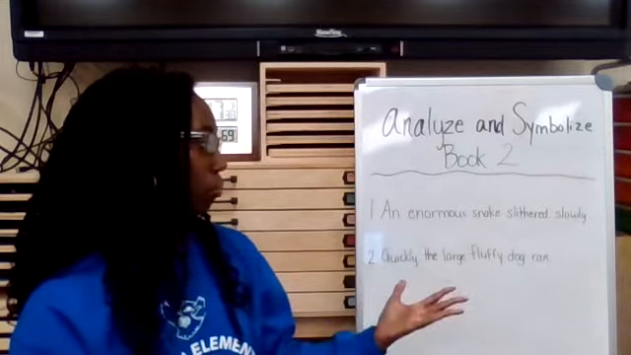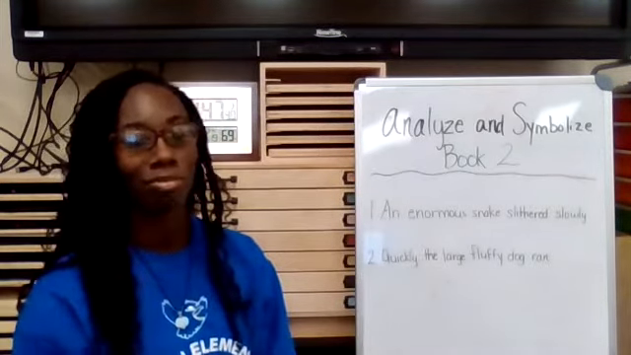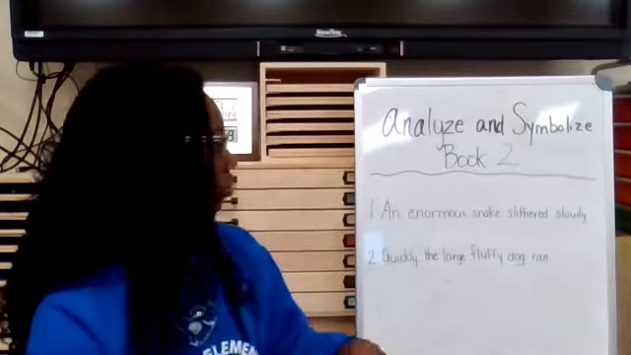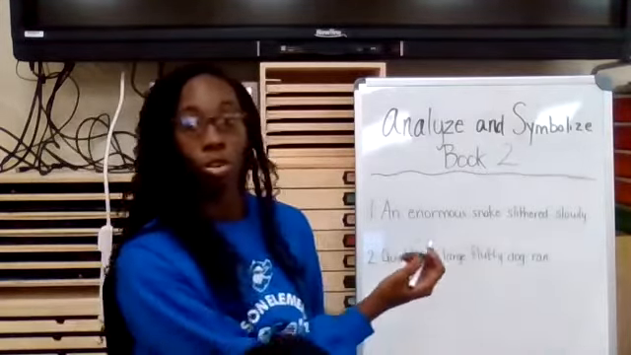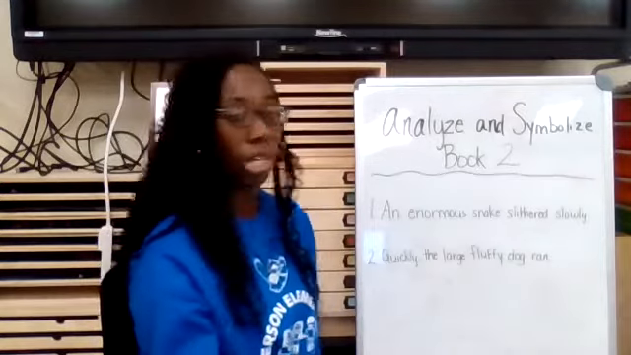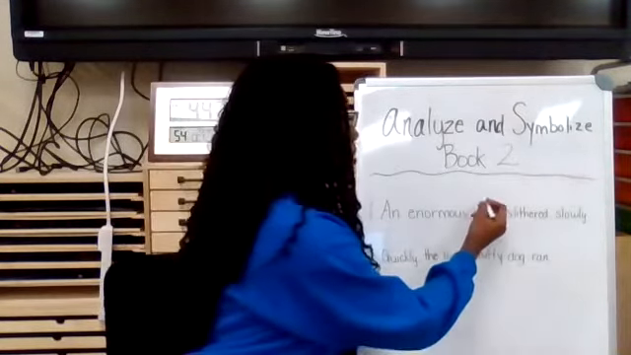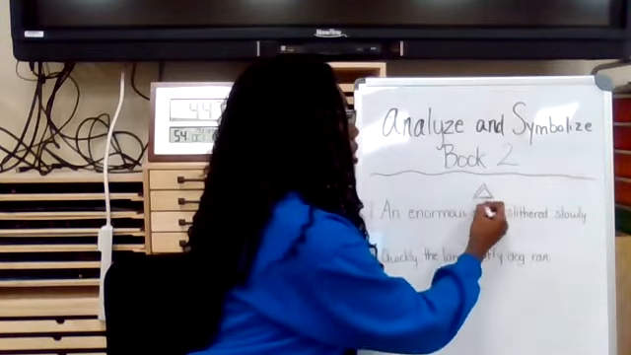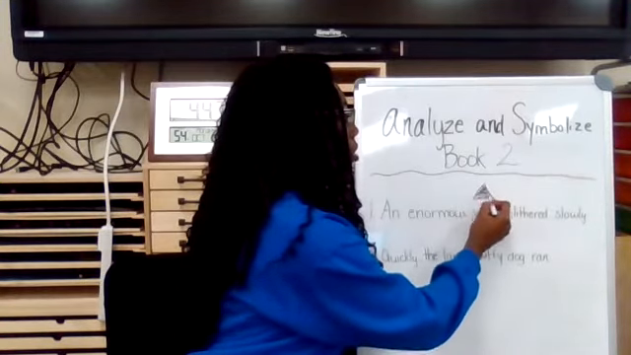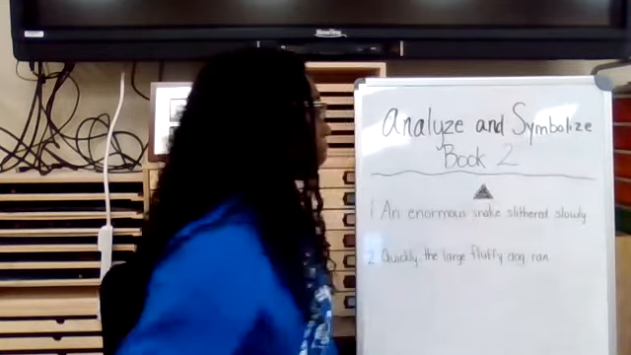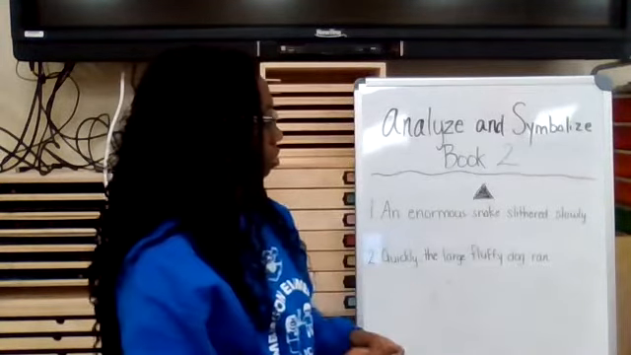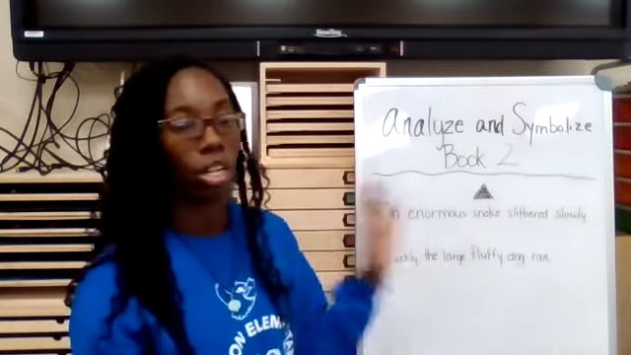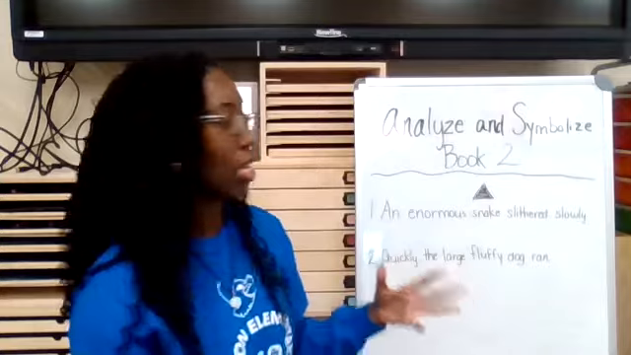Let's say, for example, I'm just going to go ahead and do the noun first. Who are we talking about? What are we talking about? It is the snake. I'm going to draw a big black triangle. Snake.